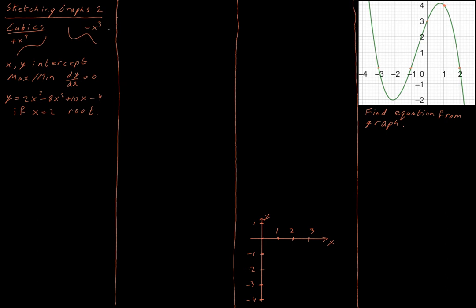Hello. Now we are going to continue our work in sketching graphs, and we are going to be looking at cubics. So polynomials that have a highest power on the x of a cube. So highest power of 3 on the x, or order 3 polynomial. And how we sketch these is that we are going to find the x and y intercepts, and we are also going to find the max and min. And in this case, we can only use calculus to do that.